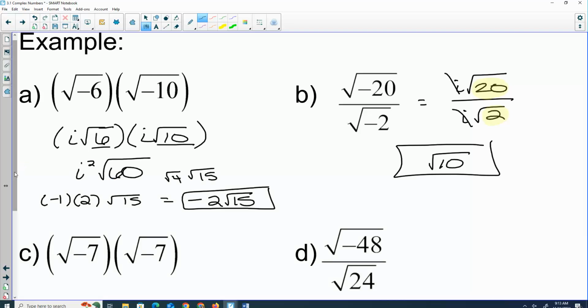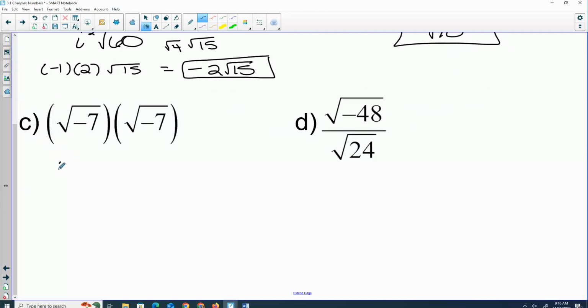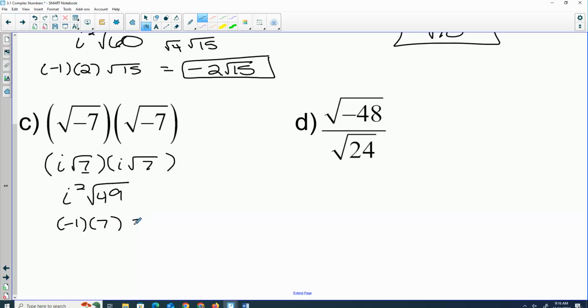I want you guys to try a couple. So if you take out the i's first, you have i radical 7 times i radical 7. Multiply i times i is i squared. Under the radical, 7 times 7 is 49. i squared is negative 1. Square root of 49 is 7, so we get negative 7. Everybody get that one?